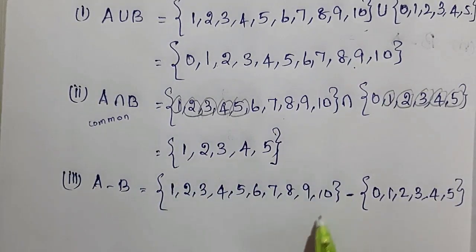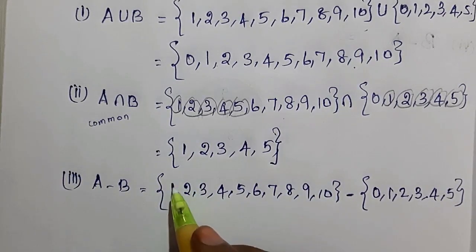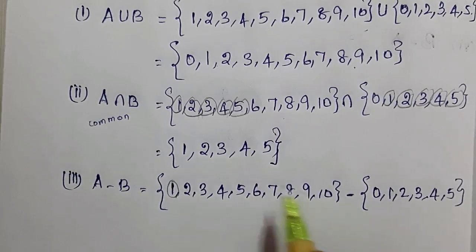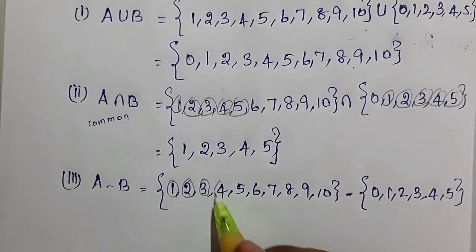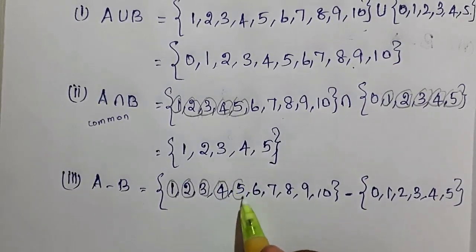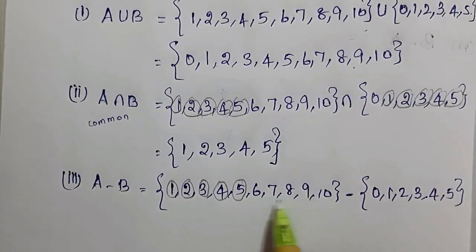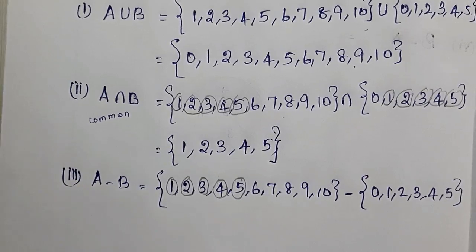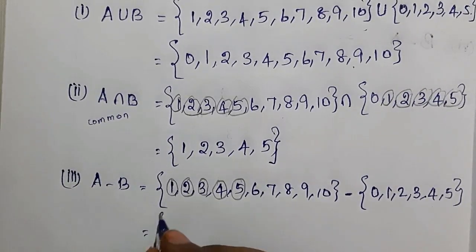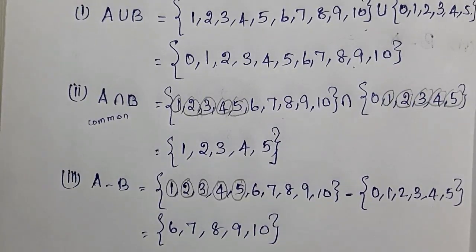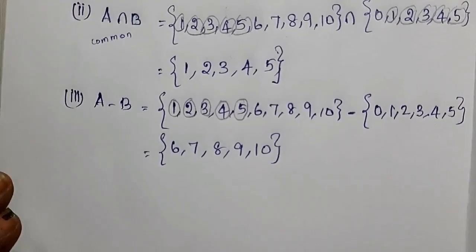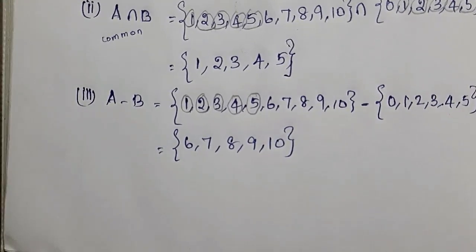So it is set A. So what are the B elements there? See, 1 is a B element. 2 is also a B element. 3 is a B element. 4 is a B element. 5 is a B element. The remaining are not B elements. So we can write the remaining elements: 6, 7, 8, 9, 10. So the actual meaning is from the A set you have to remove B. Next one is B minus A.